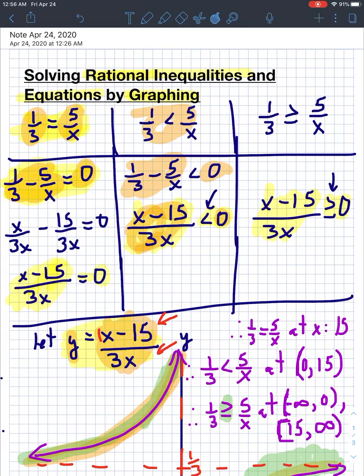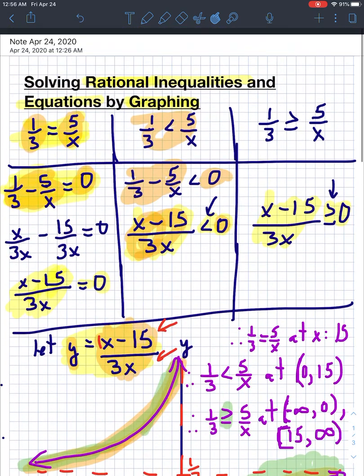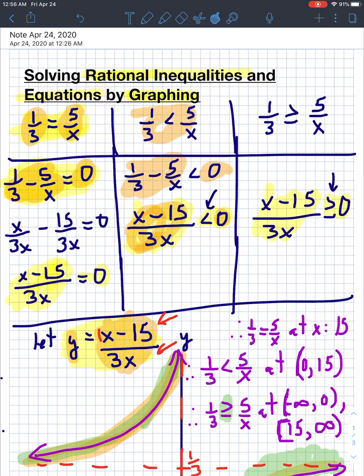Alright, this is actually part 2 of a video. I just wanted to keep them a little bit shorter because I've been having issues with recording when I do long videos. But I just got through talking about how to solve rational inequalities and equations by graphing. I did a little bit of an explanation of why it's important not to solve an inequality in the same way that you might solve an equation.